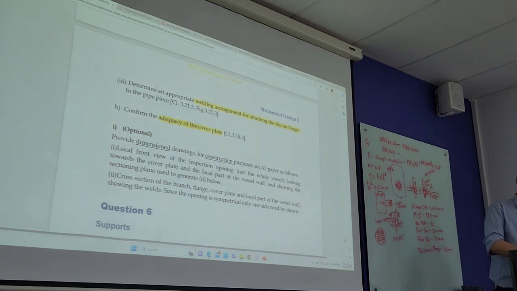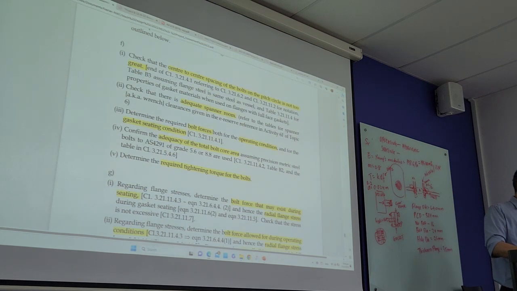So determine the appropriate welding arrangement for attaching the slip-on flange to the pipe piece. Welding, so you can go to the clause here. On the diagram you can select which one is more appropriate. Confirm the adequacy of the cover plate. Right, so those are for Part Y. Alright, doing this, the flange cover.